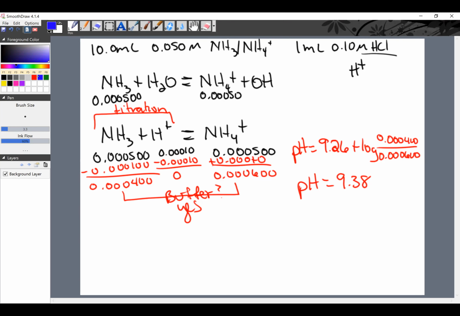All right, here's the difference. When you only took a portion of the buffer, we only took a portion of the moles. So every other problem that I've ever done, I started with all of the moles that I started with. Here, I'm not using all of them. I'm using only what came out in my 10 milliliters. And it's working pretty good. 9.38.